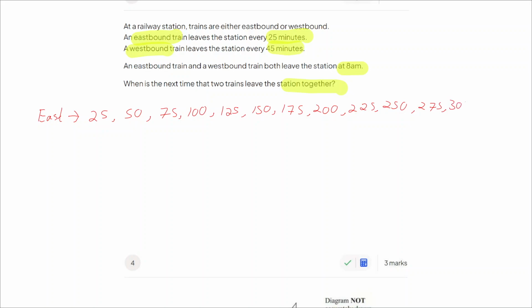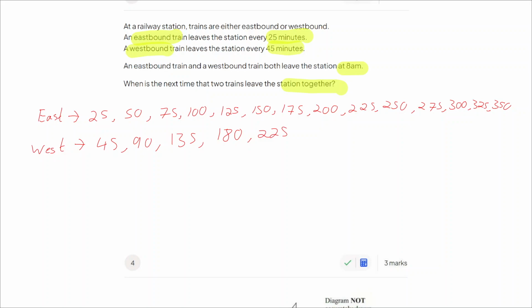Okay, so I've just gone up to 350. That should be plenty, I hope. Otherwise, it might be a bit of a pain. But then we've got the westbound, which is every 45 minutes. So your 45 times table, which is 45, and then 90. And we'll keep adding 45 to this. 135, and you're just looking for a number where they both meet. We've then got 180, not meeting yet, are we? We've then got 225. Okay, there we go.